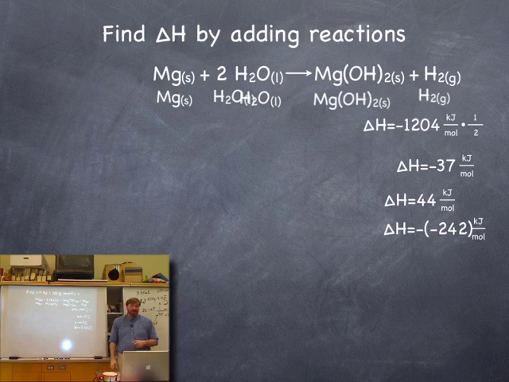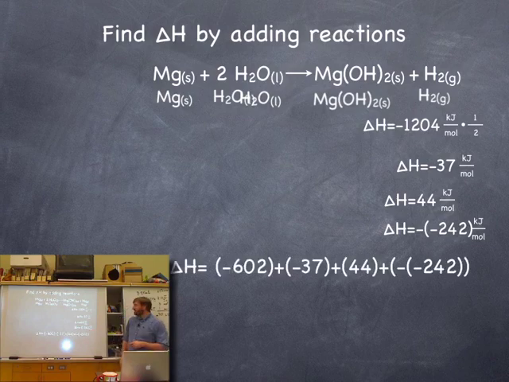Okay, so I'm going to go ahead and add those delta H values up. 1 half of this is 602. I got negative 37. I've got positive 44. And I've got negative negative, or positive, 242. The delta H for this reaction is the sum of these guys.